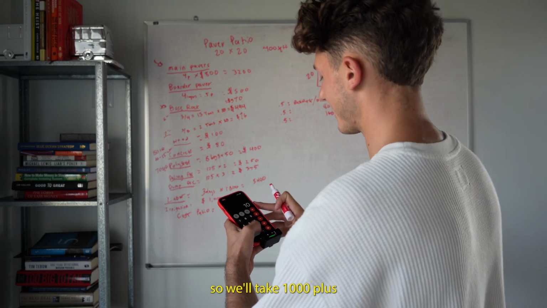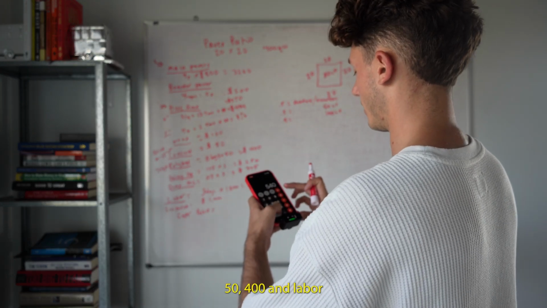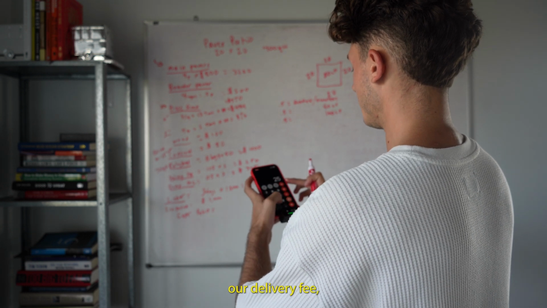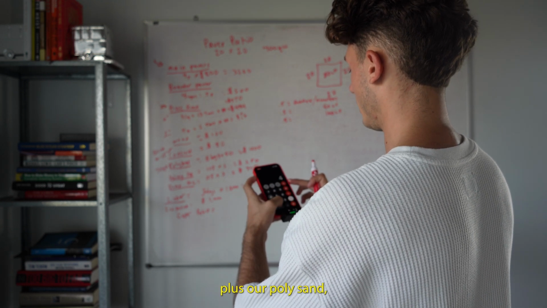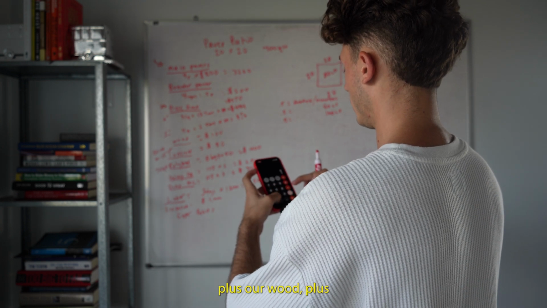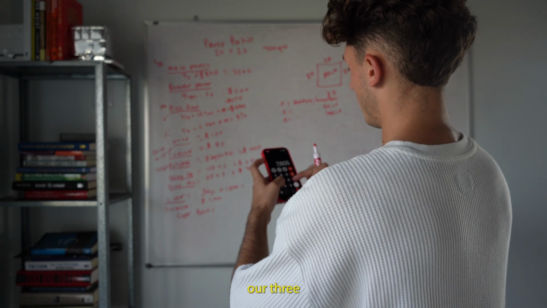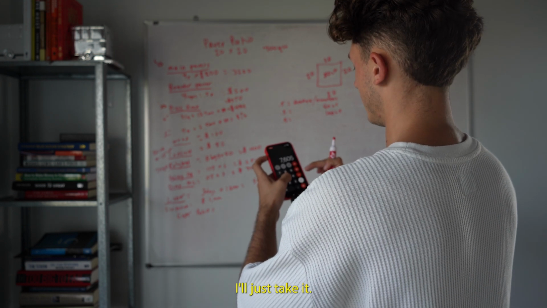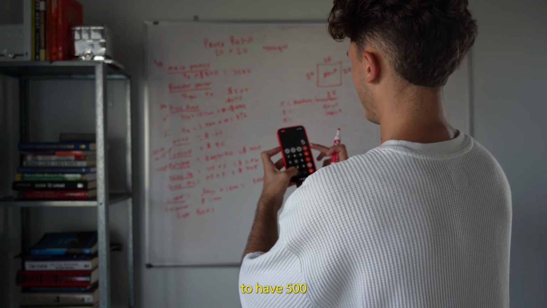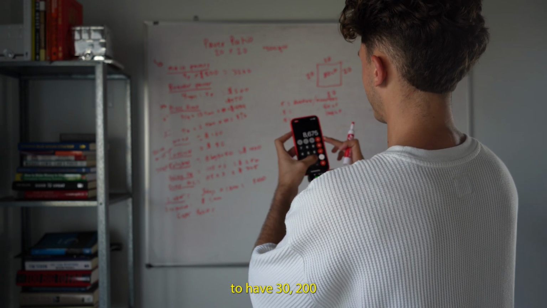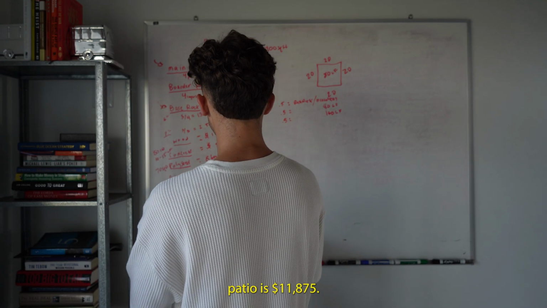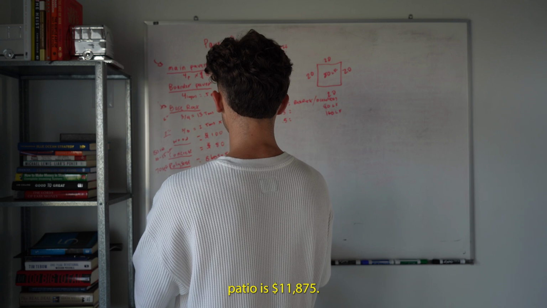So we'll take 1,000 plus 5,400 in labor plus our dump fees plus our delivery fee plus our poly sand plus our concrete plus our wood plus our 3/8. Actually, I'll just take it plus the whole base rock is 570. And then we're going to have 500 in border pavers, and then we're going to have 3,200 in our main pavers. So our cost on the patio is $11,875.